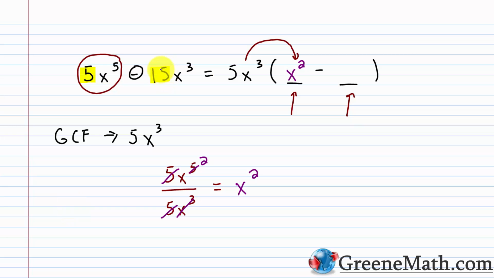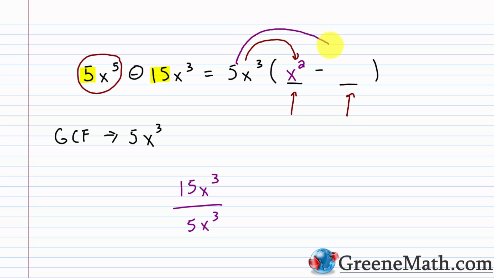We're going to do the same thing for this term right here, this 15x cubed. I'm going to, again, divide it by the GCF. So 15x cubed over 5x cubed. Because, again, this times this will give me back this. So, again, I can find that unknown by dividing this by this. So now I'm going to cancel the 15 with the 5. This is going to be a 3. And then x cubed over x cubed is 1. So this will just be a 3 here.